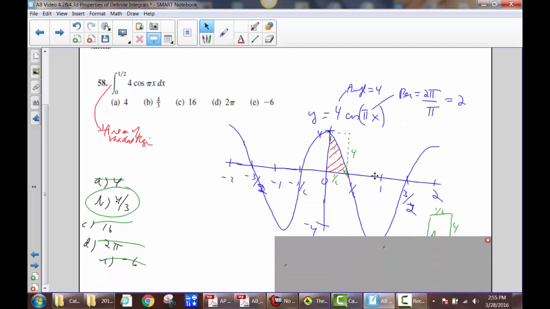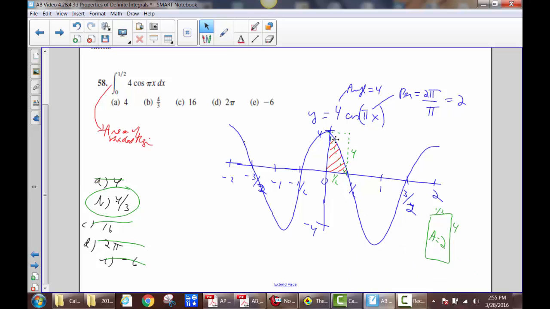Break that up into 4 equal parts, and it goes up to 4. So it starts up here, then it goes down through here at a half, reaches its min at 1, back, etc. So we're looking at this red region, 0 to 1/2, bounded on the top by the curve y equals 4 cosine pi x, and on the bottom by the x-axis. What they want you to do is not evaluate that integral, but look at it and go, oh, look at this rectangle. This rectangle right here has a width of a half and a height of 4. Well, that means its area is 2.